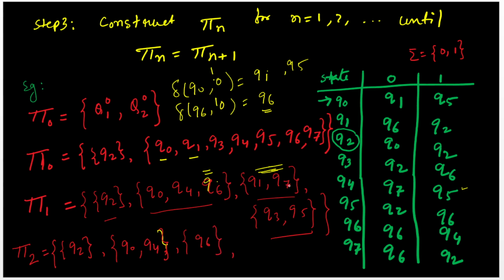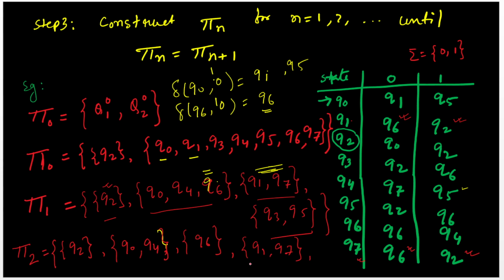Now we have to check Q1 and Q7. Obviously, by looking into this transition table, we can do this. Q1, by taking 0, gives Q6, and Q7 by taking 0 gives Q6. So Q6 belongs to the same equivalent class of pi 1, no problem. Now by taking 1, Q1 gives you the Q2 state, and Q7 also gives you the Q2 state. Obviously Q2 is also in the same equivalent class of pi 1. So there will be no problem for Q1 and Q7. They are in the same equivalent class of pi 2.